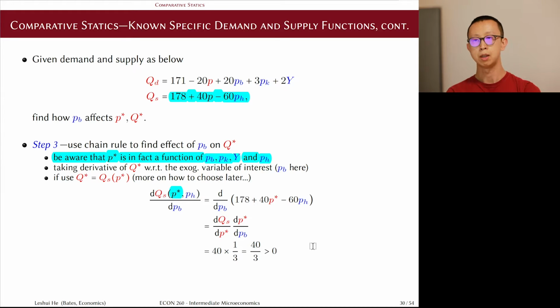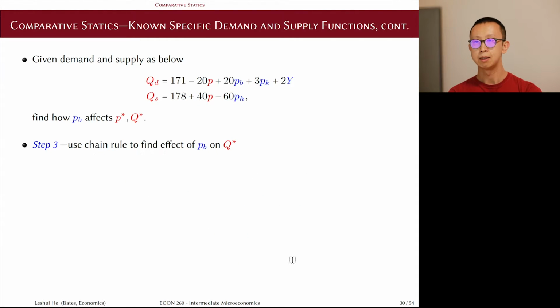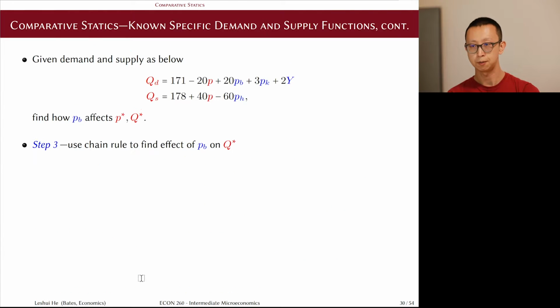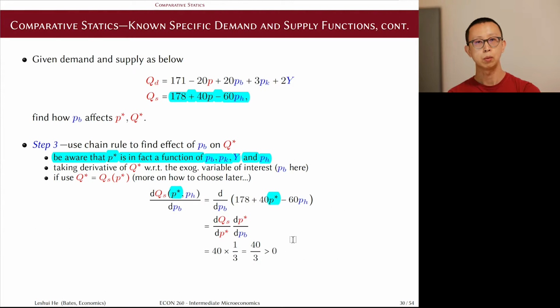We need to remember that when the price of beef changes, the equilibrium price level will react. In fact, that's our whole point in the previous slide. We just showed that when there's a $1 increase in the price of beef, the equilibrium price will increase by 1/3 of a dollar. Now, once we come back to this expression, what happens is when we take the derivative of this expression with respect to PB, the constant will not change. The price of hogs will not change. However, the equilibrium price will respond.